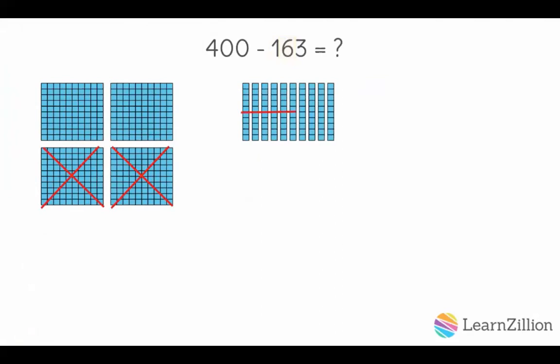But now we need to subtract 3 ones, and we don't have any to subtract from. But we know that we can decompose a 10 into 10 ones and still keep the same value. Now we can subtract 3 ones. Let's look to see what we have left. We have 200 plus 30 plus 7. When we put those numbers together, we find our answer, which is 237.